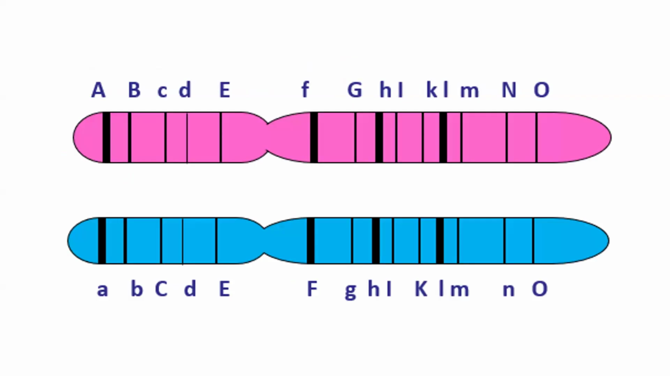So here we have two chromosomes. We have the pink one on top, which I usually use to represent the mother chromosome. And then we have the blue one at the bottom, which is the father chromosome. What's the relationship between the pink and the blue? What's the term I'm looking for? Bettina?